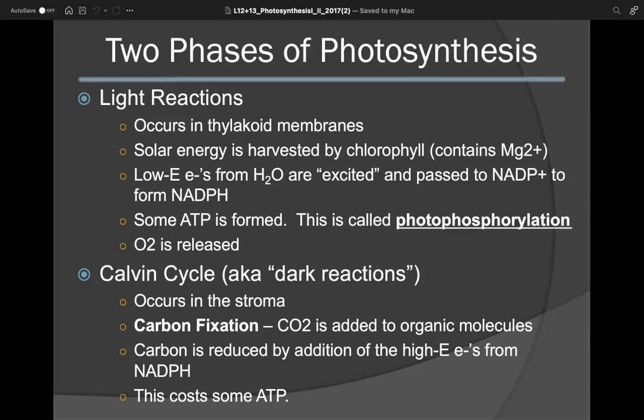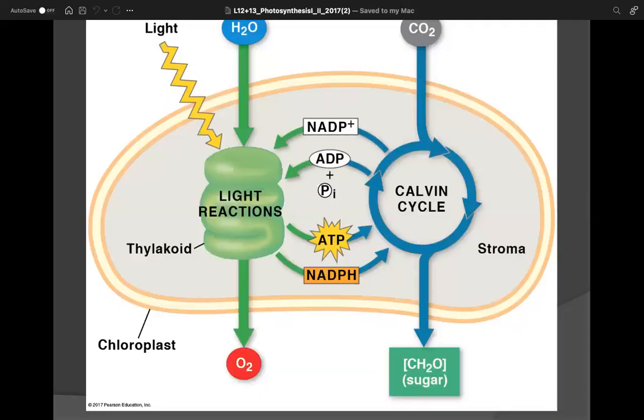And it's kind of this series of back and forth, things are bouncing around and energy's moving. So this is our overview of photosynthesis. Like I said, we have our light reactions, which we've been talking about, and then we have our Calvin cycle, which is our dark reactions.